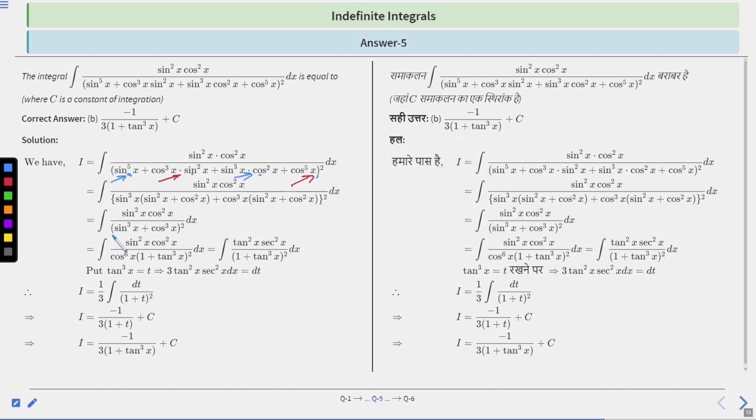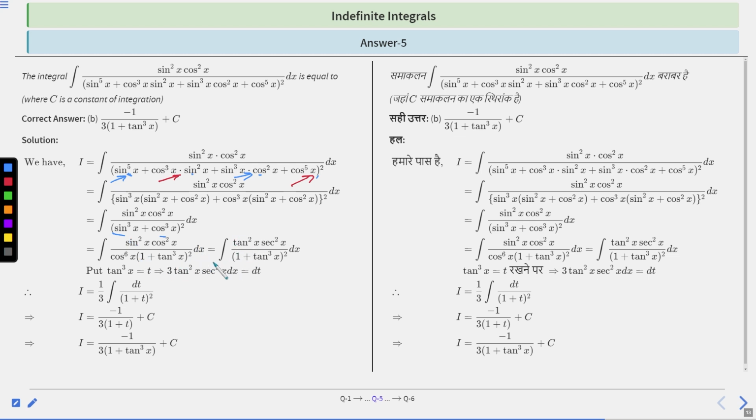Now, you can take cos cube x common from the denominator. Therefore, it will be sine square x into cos square x upon, when you take cos cube x common from this, and here the denominator is to the power square. Therefore, if you take cos cube x common, then when you keep it outside the bracket, you will get cos to the power 6 x, right? So finally, sine square x into cos square x upon cos to the power 6 x into, since you have taken cos cube x common, you will get 1 plus tan cube x whole square dx.